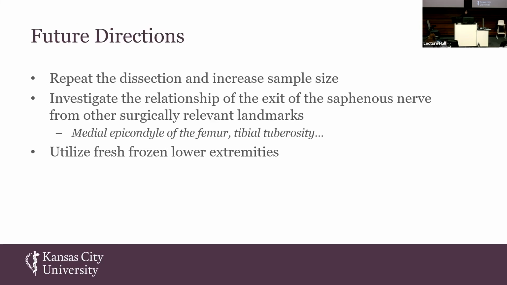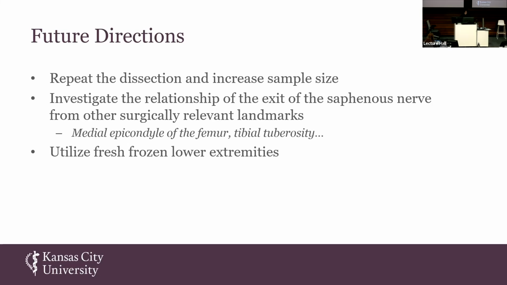Some future directions I would love to take this project in is I would really like to repeat this study in order to get a larger sample size. One, to increase the power of my findings, but also to perform linear regression analysis in a larger pool. It would be great to see if there is a predictive measurement that can be used to map out the saphenous nerve in relation from the adductor tubercle.